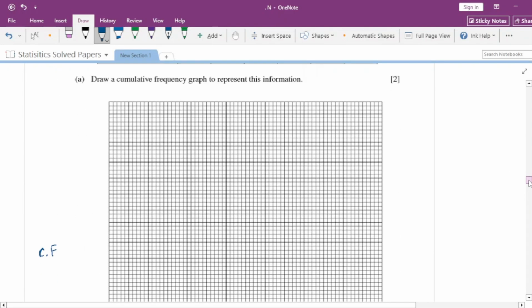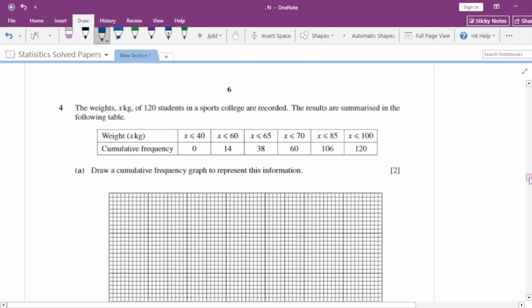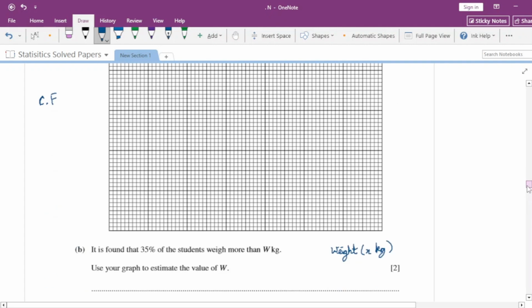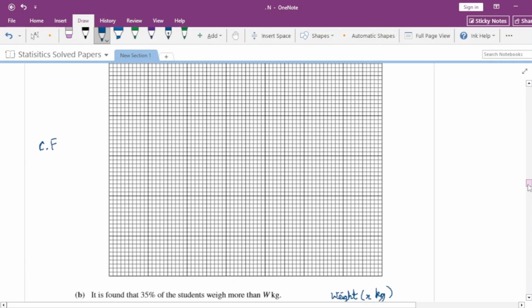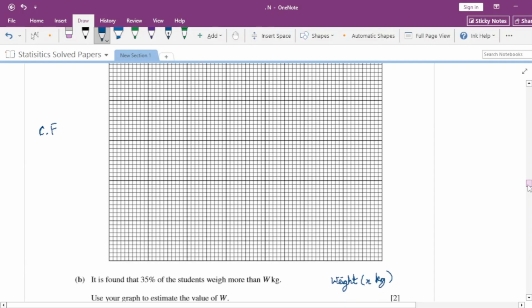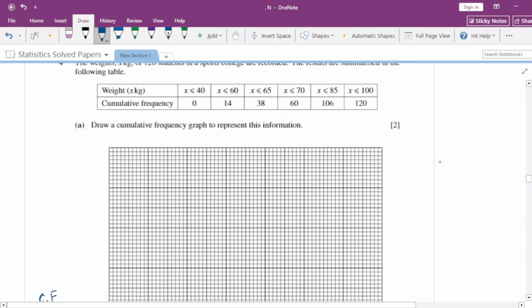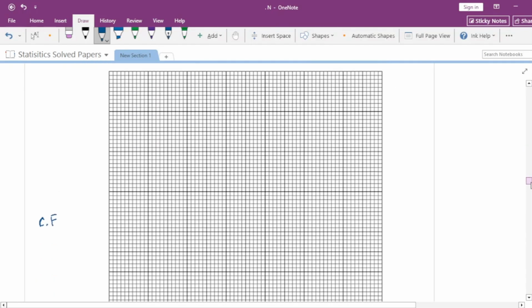So you don't need to come up with any name. Next, we need to think of some suitable axis. All right, what will be the scale on the y-axis and what will be the scale on the x-axis? On the x-axis, we have weight. So we can see we have 40, 60, 65, 70, and 100.